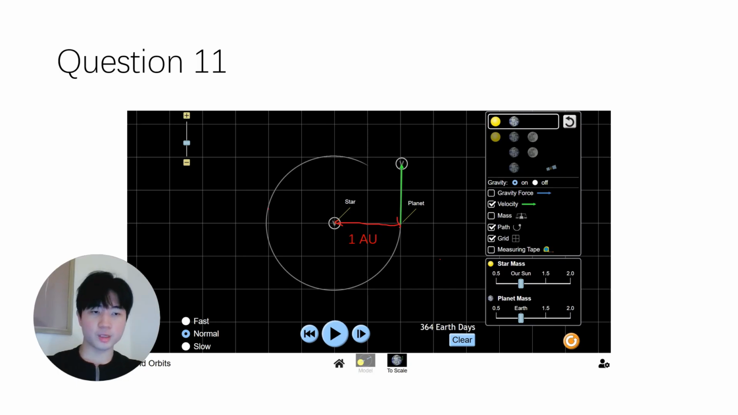Next, for question 11, we use the two-body option in the sun-planet simulation and turn on all the settings. With a grid, the distance between each side of the markings is defined as one astronomical unit, which is called 1 AU. This is the average distance from the Earth to the Sun, and it is our basic unit for measuring distance in the solar system.